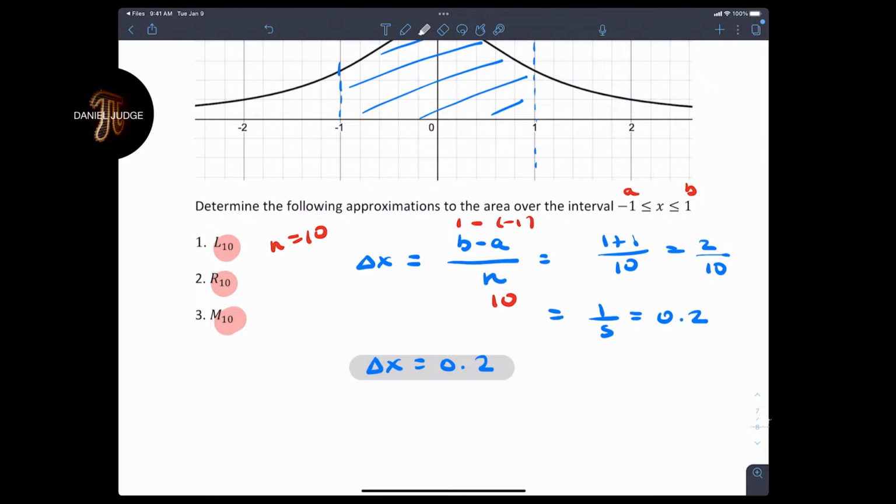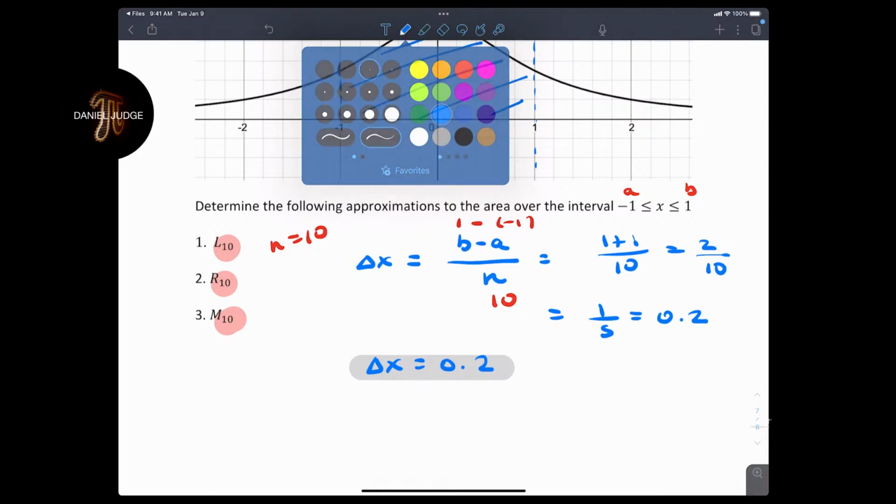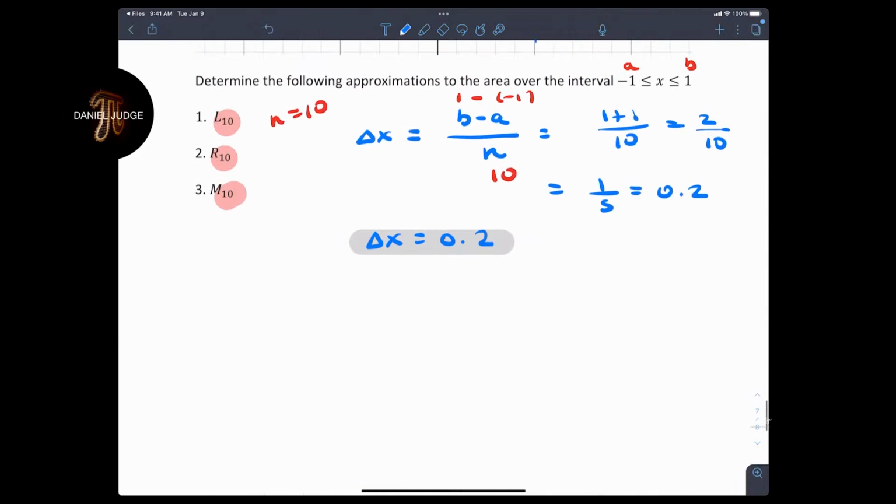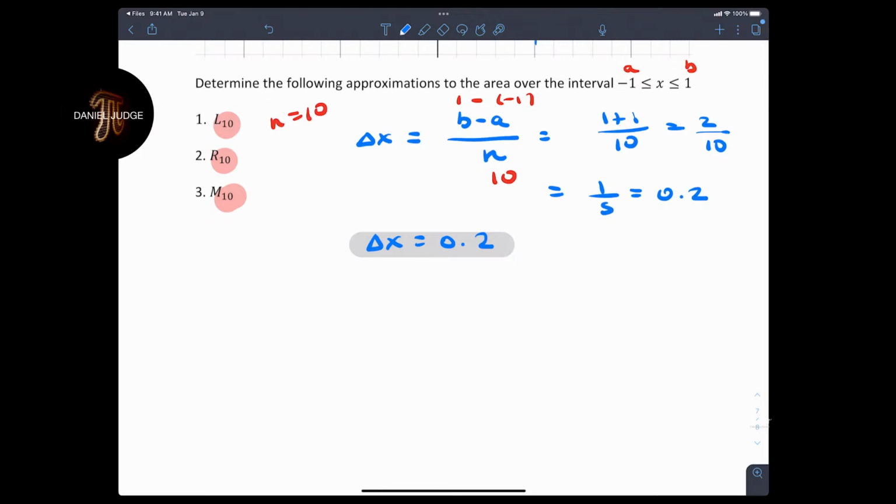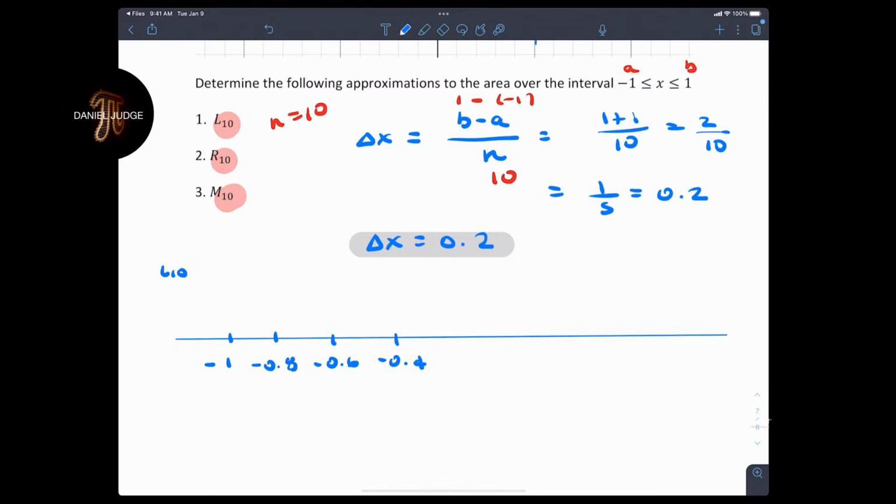So if you're saying now, what about L10? For L10, the question is, well, where do you start? Let me double check here. We're going to probably need more space, but for L10, remember how this works, right? If the first endpoint is -1, this delta x is 0.2. You add the 0.2. This will be -0.8 and -0.6, -0.4, -0.2, 0.